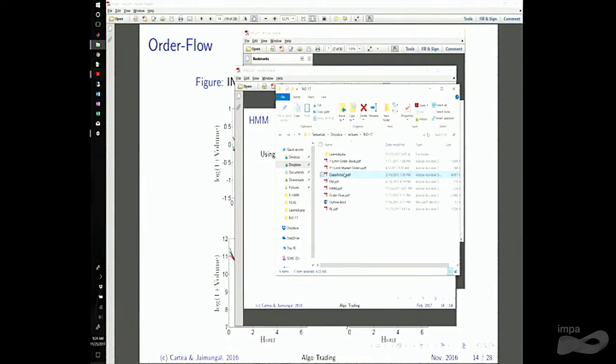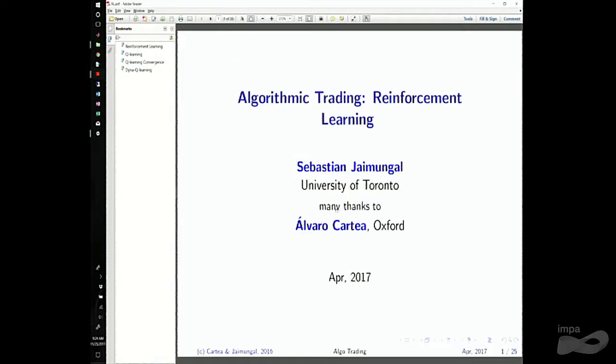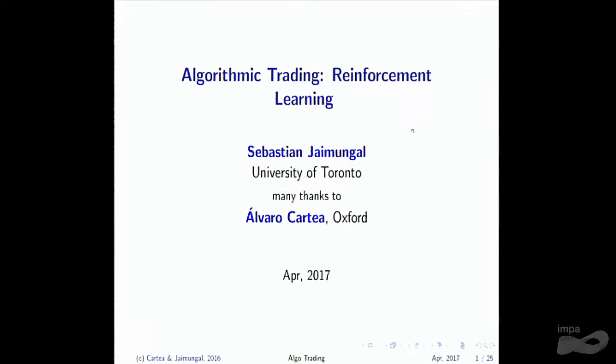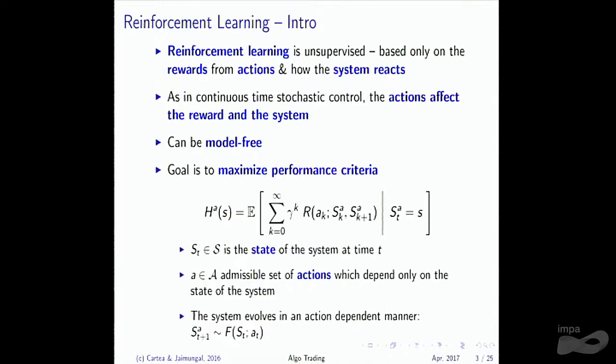Next, I want to, where is it? Let's do, oh, yes, there it is. Let's talk a little bit about reinforcement learning now. So again, this is just a taster. So what's the idea behind reinforcement learning?